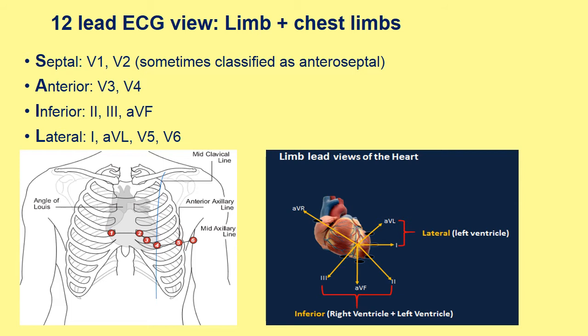So V1, V2, V3 and V4 are the anterior leads. V1 and V2 are sometimes called septal leads. And as we said earlier on, leads 2, 3 and AVF are pointing downwards, so they are the inferior leads. And then the lateral leads are 1, AVL, V5 and V6. So 1 and AVL from this diagram, you can see they are pointing to the side, and then V5 and V6 are on the side of the patient, so they are lateral.